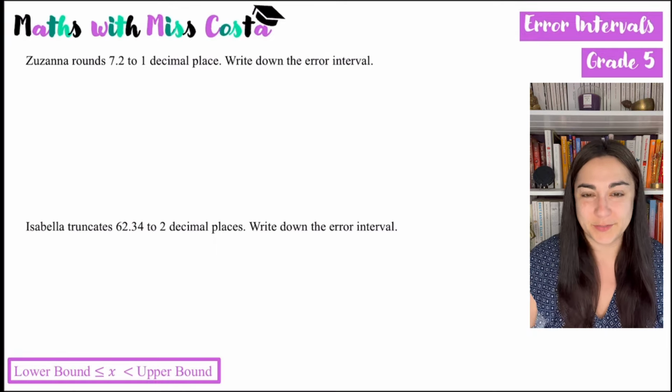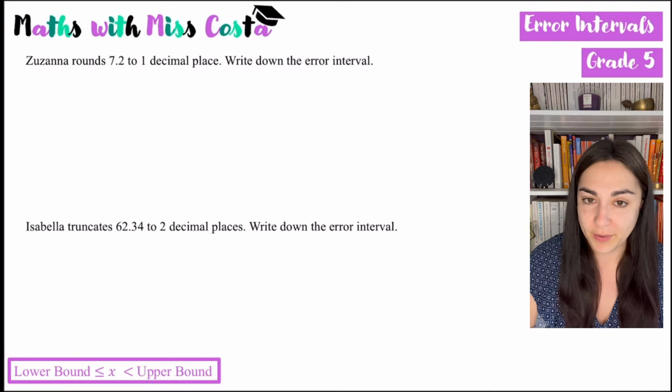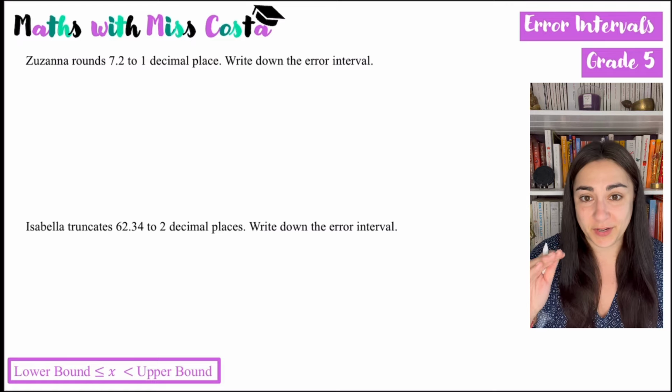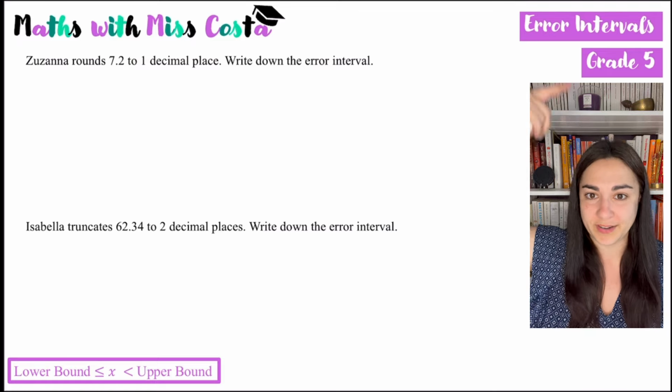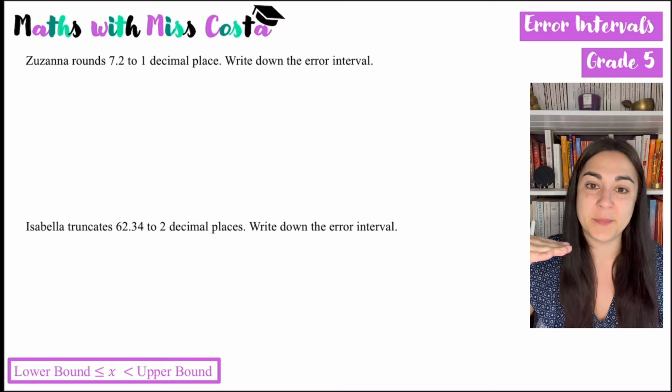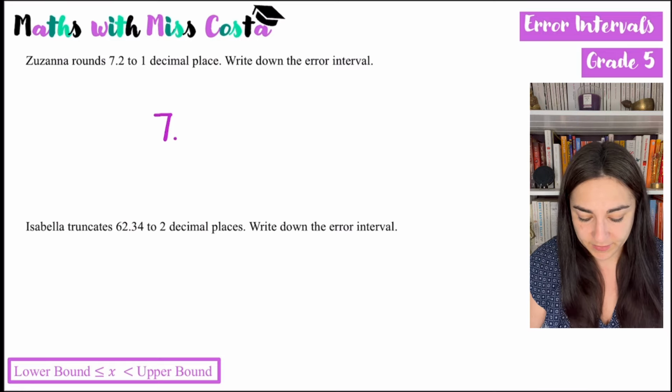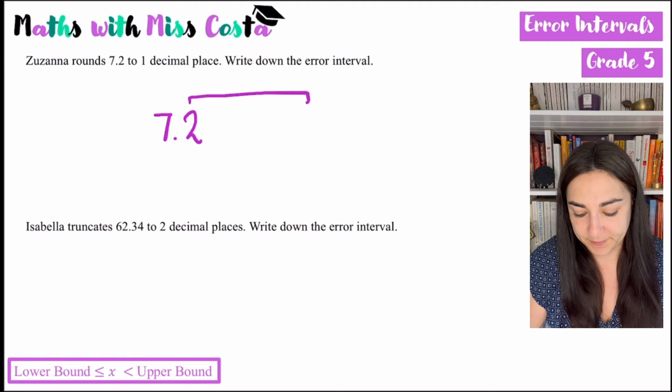Okay, so with error intervals, what you've been given is a number that has been rounded, and you're always told to what accuracy it's been rounded to. And you need to figure out the maximum number it could be before it would have rounded up to something else, and the minimum number it could have been before it rounded down. So Susanna rounds 7.2 to 1 decimal place.